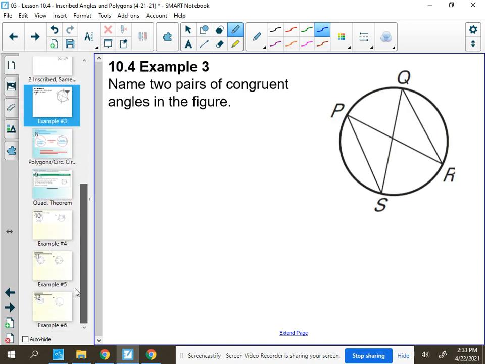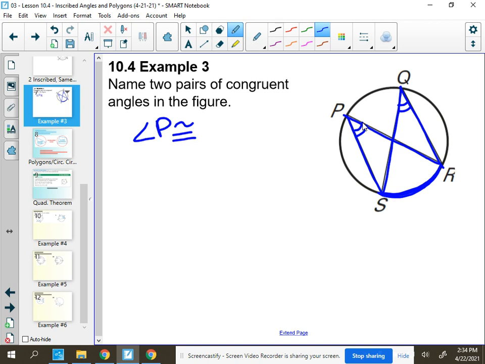Example 3, we're doing all right. Look at that, I can see the end. Holy cow. Name 2 pairs of congruent angles in the figure. So I see it, it's rotated, right? The hourglass is on its side, but it's going to be the ones that are on the same side. So like angle P and angle Q, where's the arc that they're both intercepting? Right here, right? You could go through it. I'm not saying you have to, but if I were to sketch the sides of both of those angles, they create this arc RS. So angle P would have to be congruent to angle Q.